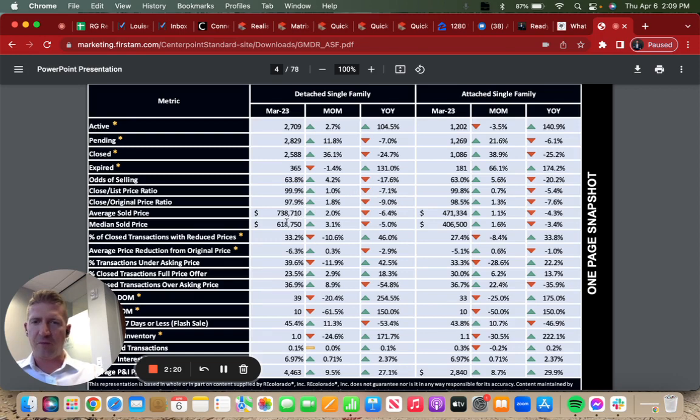The average sold price, this is where people's eyes tend to gravitate towards. So average sold price and median sold price are up 2% and 3.1% month over month. That does just measure what sold in the month of March compared to the month of February, so that's not saying the average home is worth that much more. Compare that to last year, a decrease of 6.5% average and 5% median.